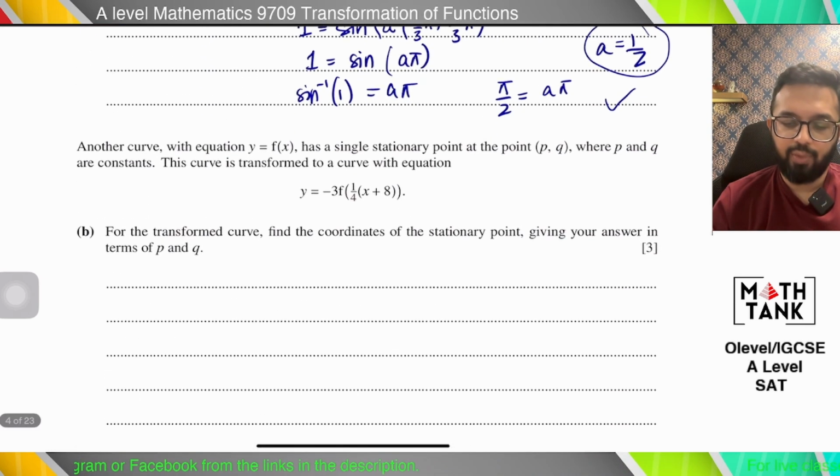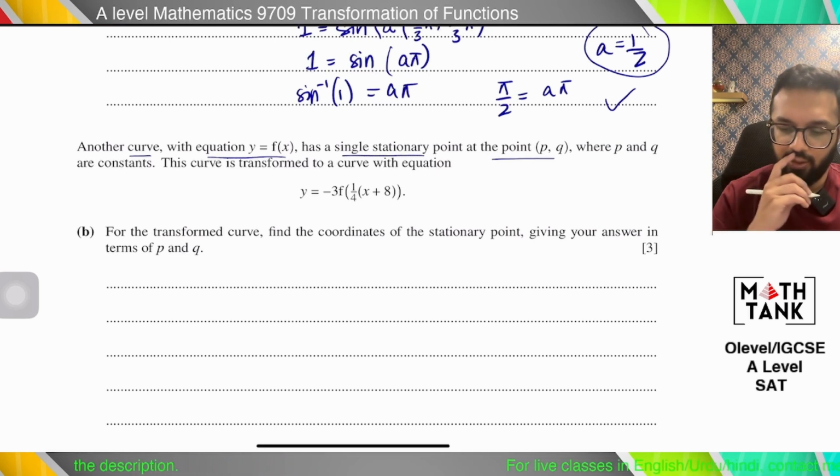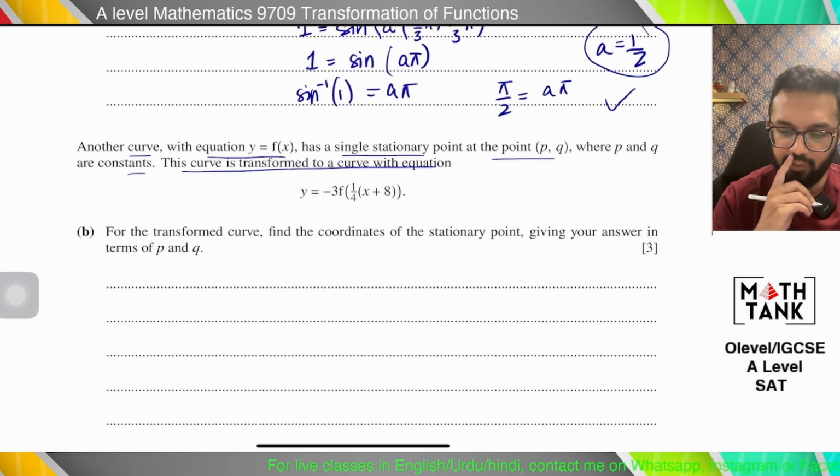Okay. Another curve with equation y equals f of x has a stationary point at p comma q where p and q are constants. This curve is transformed to the curve with equation this.